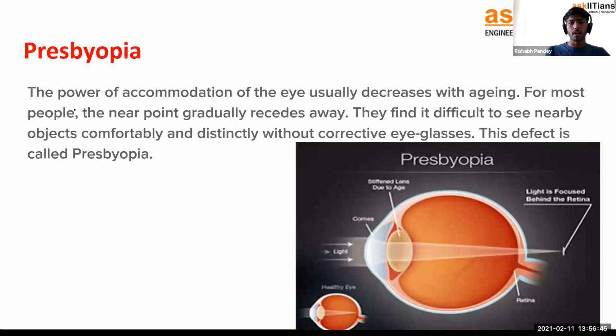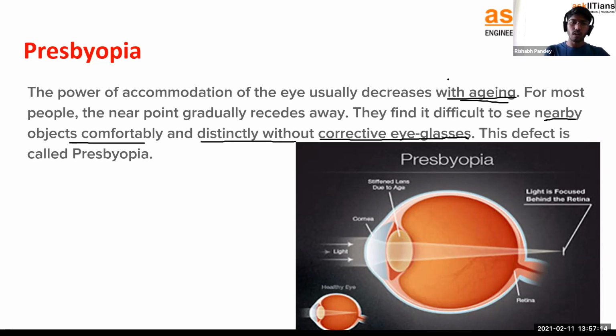Let's say if I talk about presbyopia. In this situation, the power usually decreases with aging, and for most people, the near point gradually recedes away. And they find it too difficult to see nearby objects comfortably and distant objects distinctly without corrective eyeglasses. This defect is called presbyopia, right?